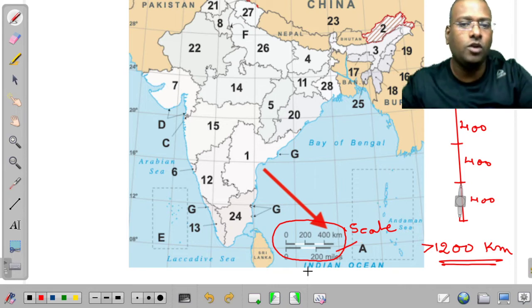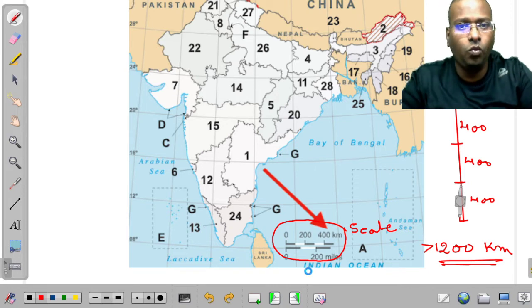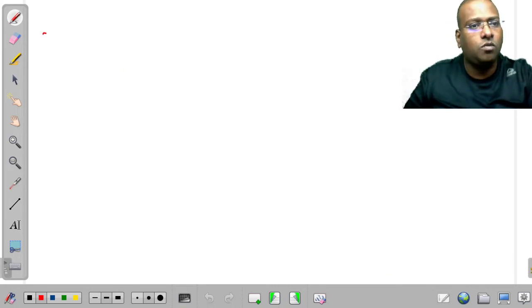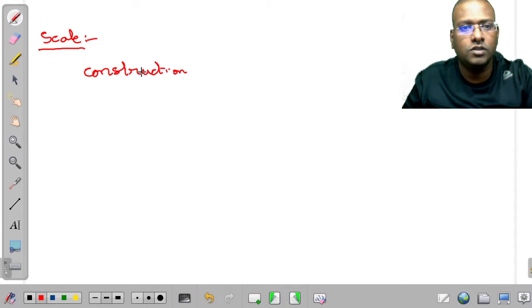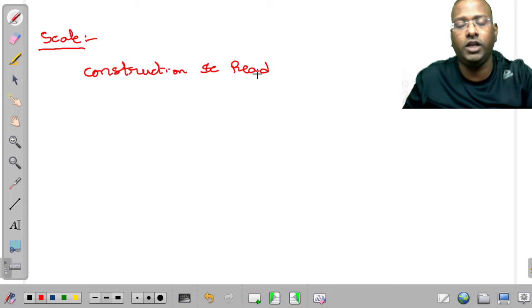This one also I will give whenever we enter into types of scale. So now we got some clarity. What is a scale? Scale is a measuring instrument which is used to read the drawings as well as make the drawings. So it is used for construction of the drawings and also it is used for reading the drawings.